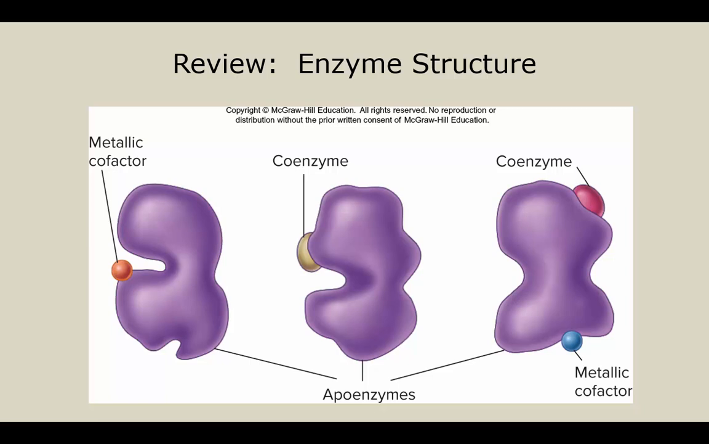And here the metallic cofactor is a non-protein inorganic molecule. The coenzyme that you see here helps enzymes do their job. They're organic molecules, and they work with these apoenzymes down here to help change the substrate. The apoenzyme is the active site where the substrate binds. And the coenzymes often contain vitamins.